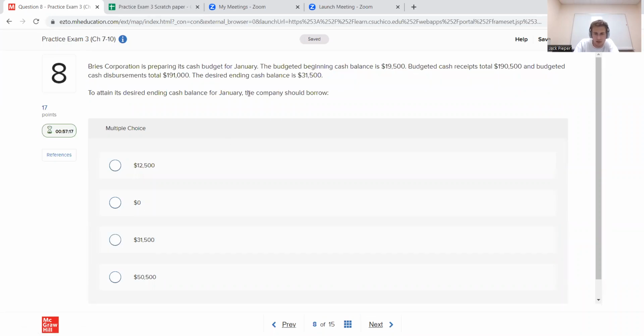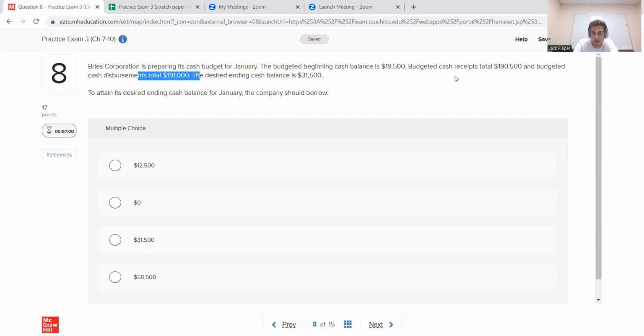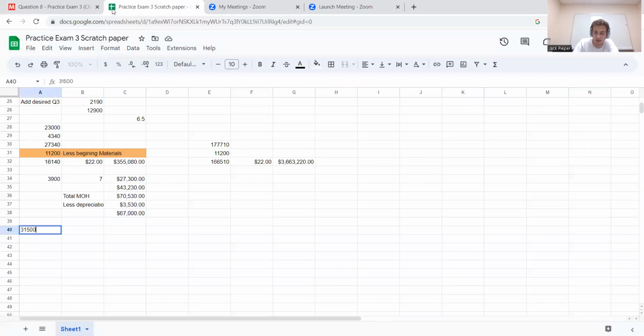Desired cash balance, how much the company should borrow. Okay, so you're just going to borrow whatever you need to in order to get to the desired cash balance. So you'll basically just do beginning. In this case, we spent $500 more than we got. So we'll do beginning minus 500, and then so that'd be 19,000, and we need to get up to 13,500. So we will do the difference between them. So we'll do 31,500 minus the cash on hand of 19,000.